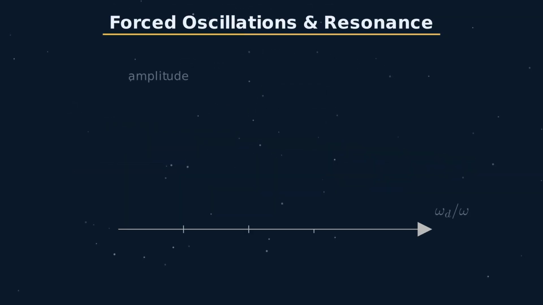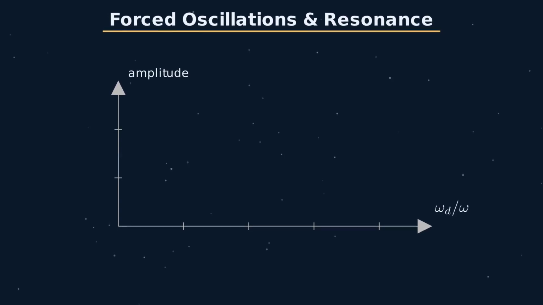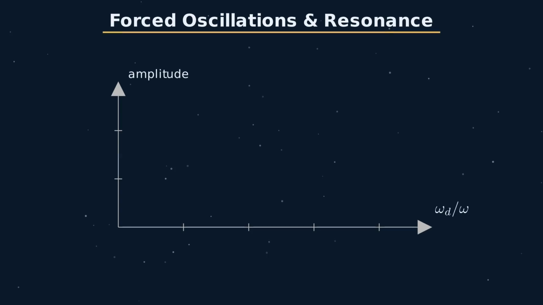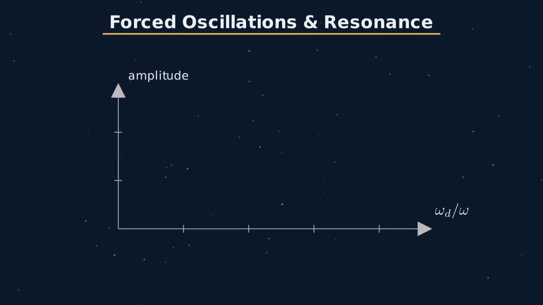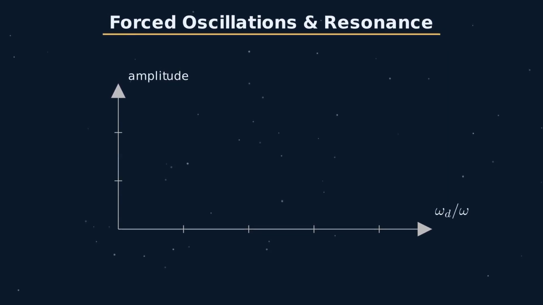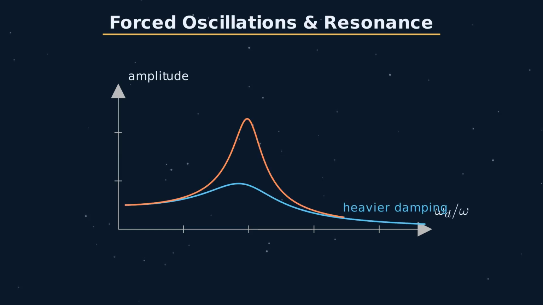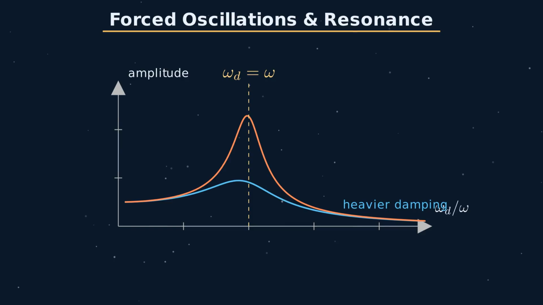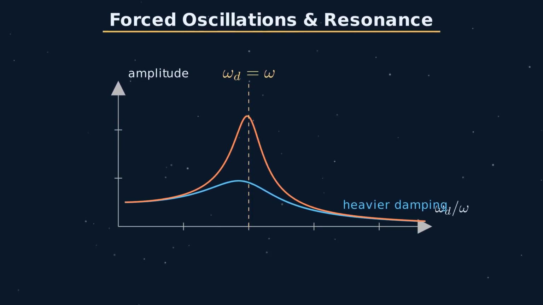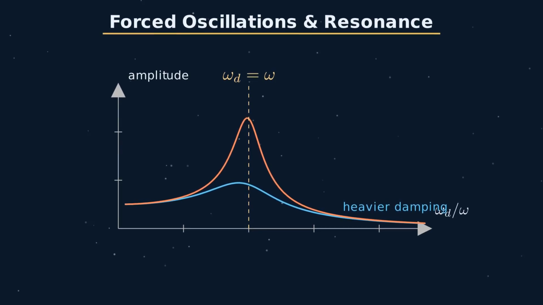What if we refuse to let it die and push it with an external periodic force? The oscillator gives in and settles into swinging at the driving frequency, not its own. But how big is the response? That depends entirely on how well the two frequencies match. The response peaks sharply when the driving frequency equals the natural frequency, the condition we call resonance. And the lighter the damping, the taller and narrower that peak becomes.